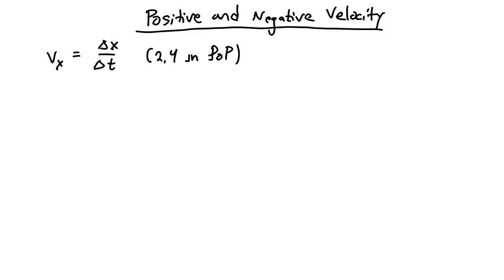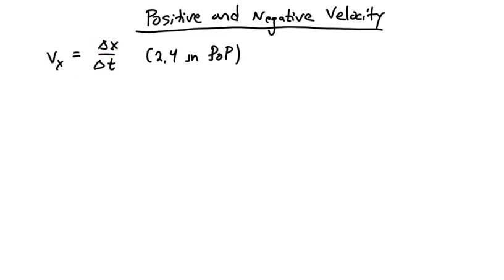Hey guys, in this short video I'm just going to show you some examples of how you can get positive and negative velocity. So we're going to start with the definition of velocity. This is equation 2.2 in Principles of Physics. It's the change in x over the change in t.